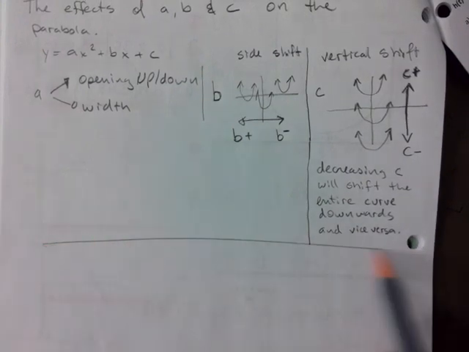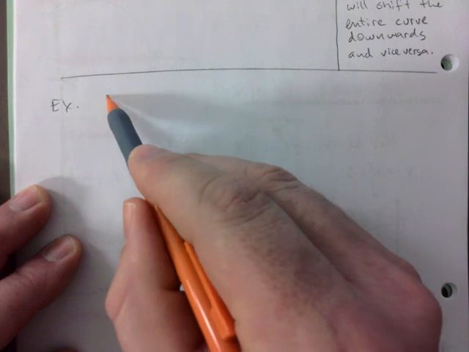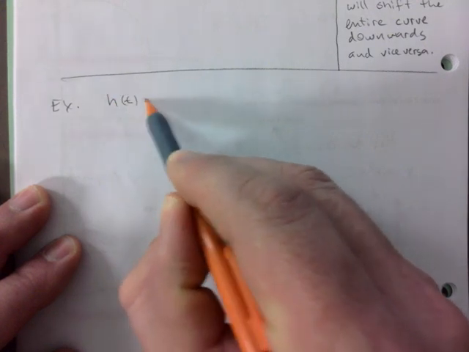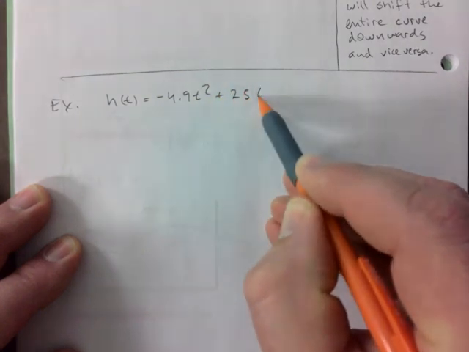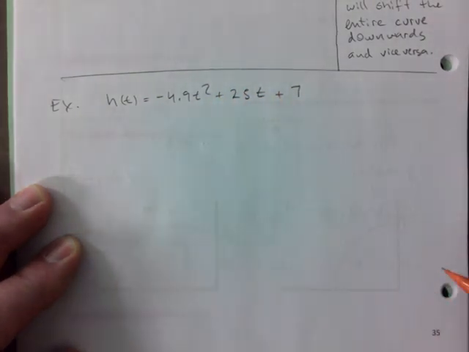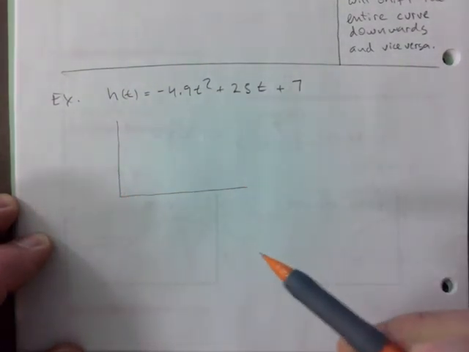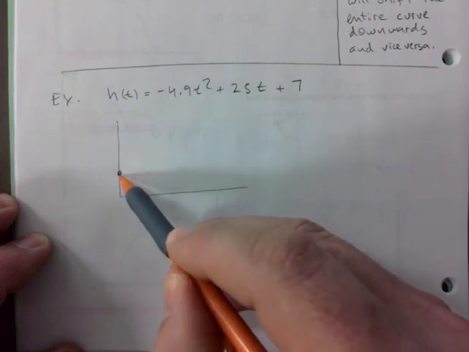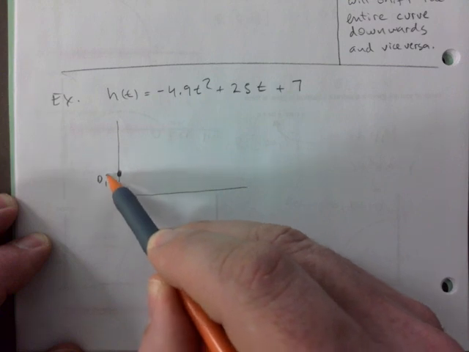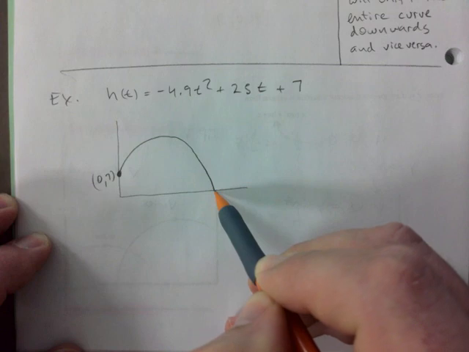Maybe one more here, just an example. If you had h of t is equal to negative 4.9 t squared plus 25t plus 7. This is not 100% accurate, but you would start at 7 and go like this.